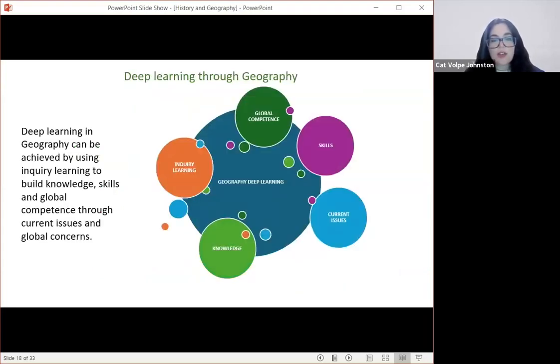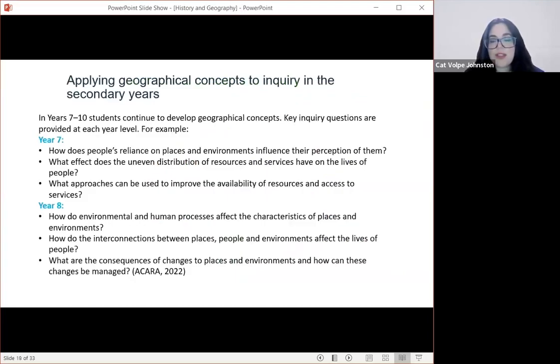So deep learning in geography can be achieved by engaging inquiry learning, which we will be looking at in this unit. And this is in order to build knowledge and also develop skills. We want students to be competent to look at current issues that are of global concern. Some examples of applying geographical concepts to inquiry in the secondary years, for example, some questions that might form your teaching across different units in year 7 might be, how does people's reliance on places and environments influence their perception of them?